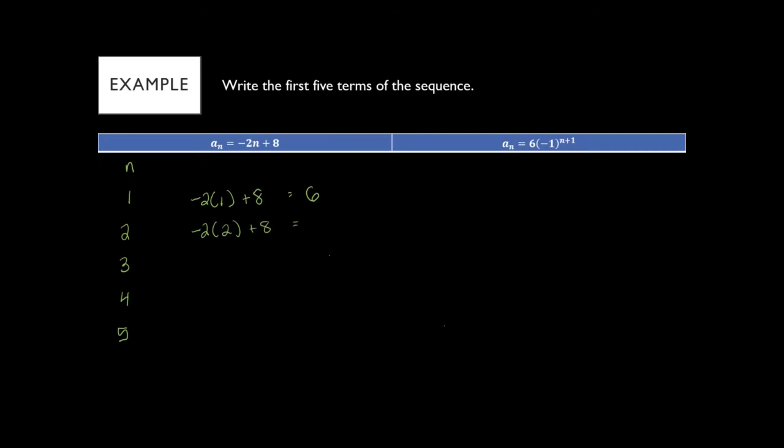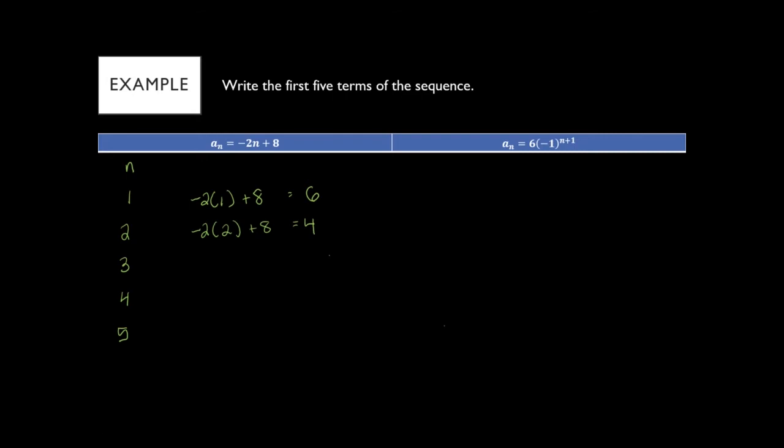And that gives us -4 plus 8, which is 4. And you can see that our pattern is a linear equation. So if you connect it back to what we know about functions, it's linear. This would have a slope of -2. So we're basically subtracting 2 each time.